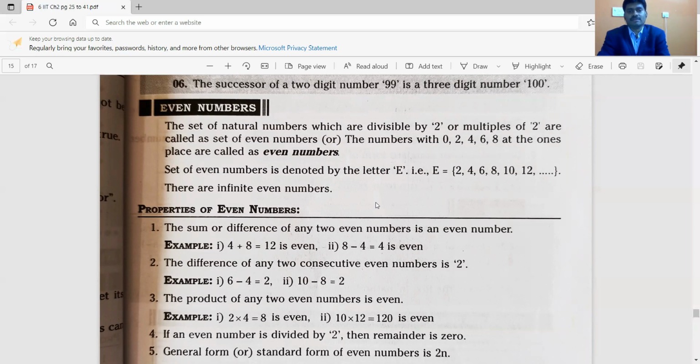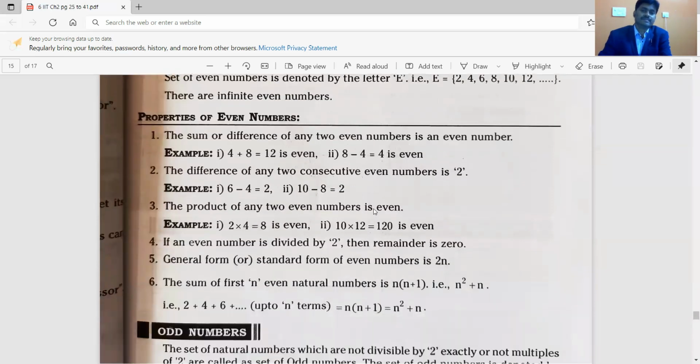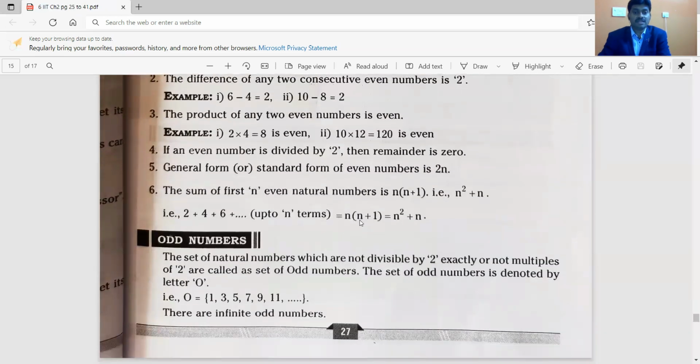So even numbers. The natural numbers which are multiples of 2, divisible by 2, we can call even numbers. So numbers with 0, 2, 4, 6, 8 at the ones place are called even numbers, right? Here are some properties, just go through. The general form of an even number is 2n. The sum of the first n even natural numbers is n squared plus n. So 2 plus 4 plus 6 and so on, right?